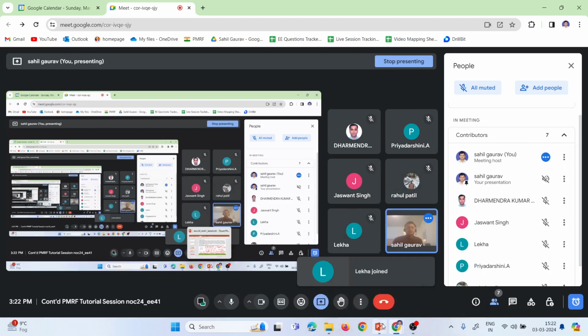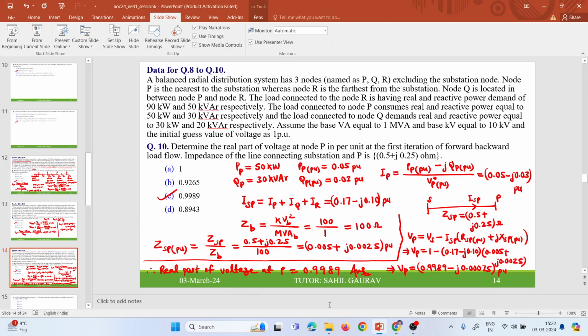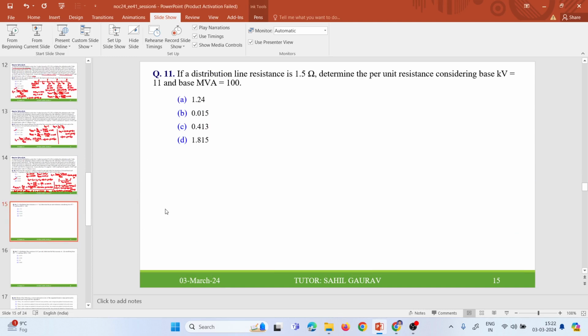Okay, we have completed 10 problems. Now we move to the next problem. So let us see problem 11. This is very simple. We will move fast and complete it. I think we have 10 more questions. It is just revision, so we will complete it very fast.